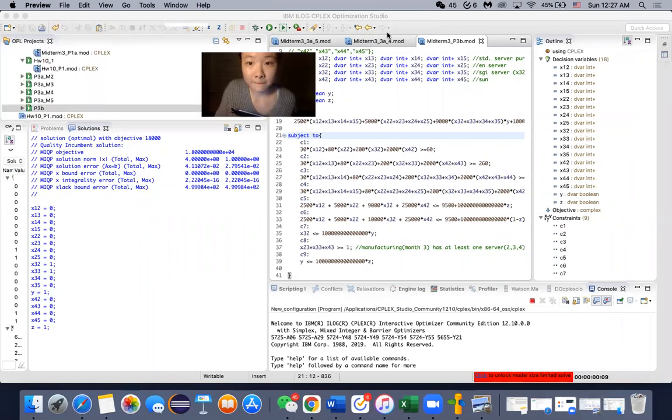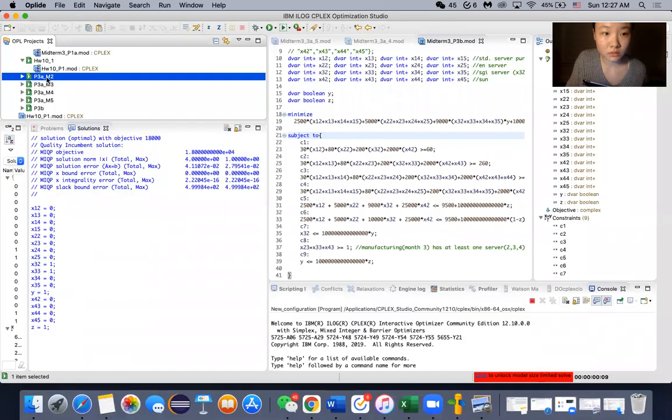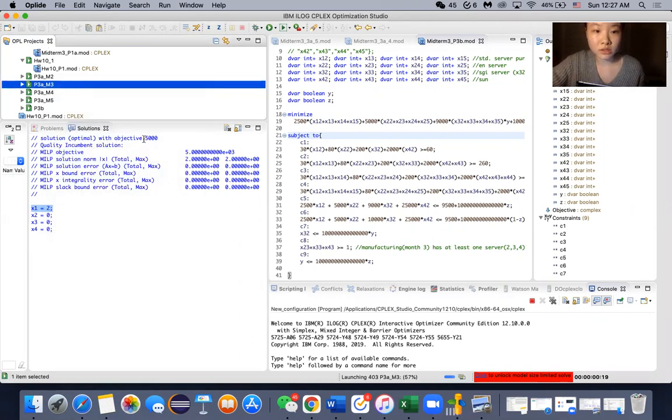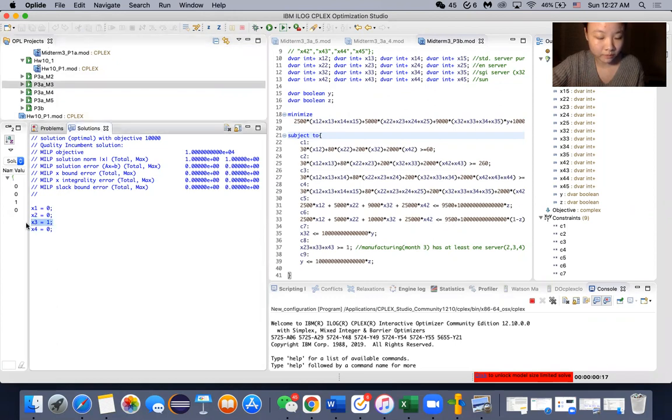So this means that purchasing 2 of the standard Intel server is good for month 2, and the cost is 5,000. And for month 3, it is to purchase the SGI workstation, and the cost is 10,000.